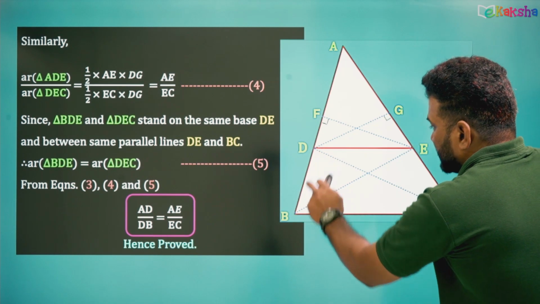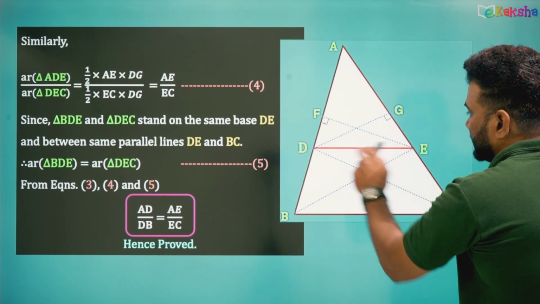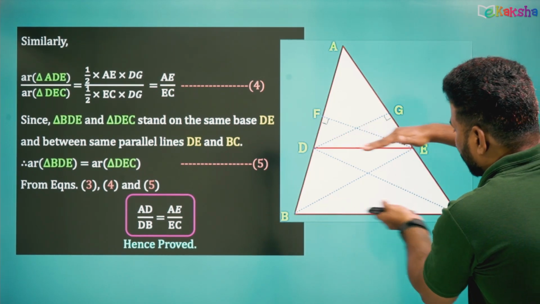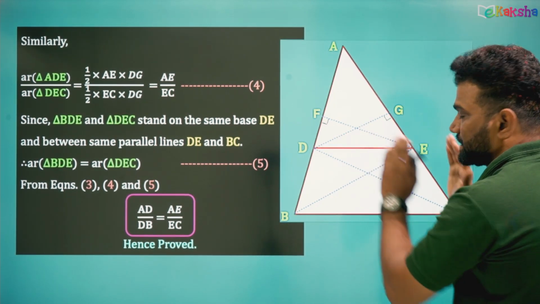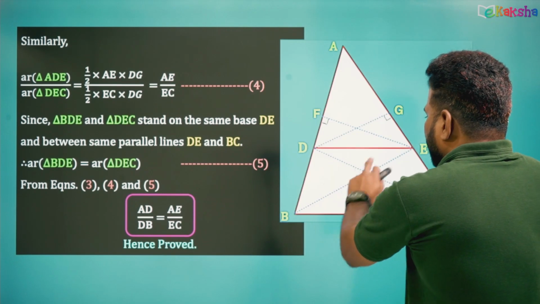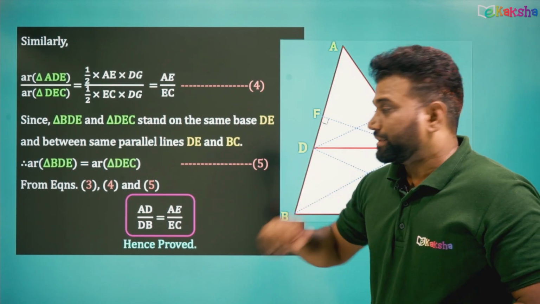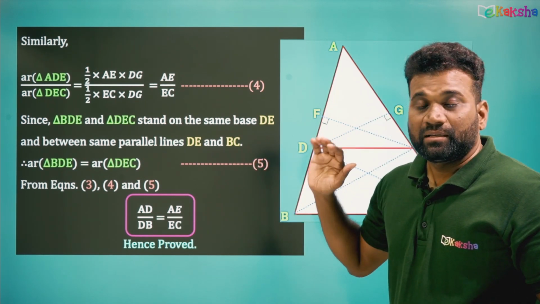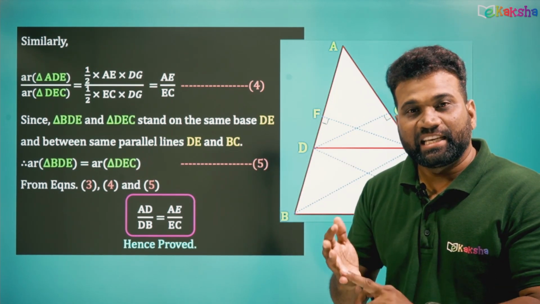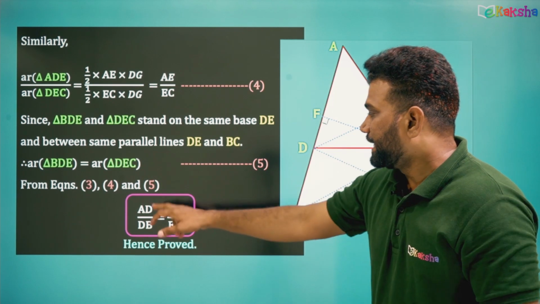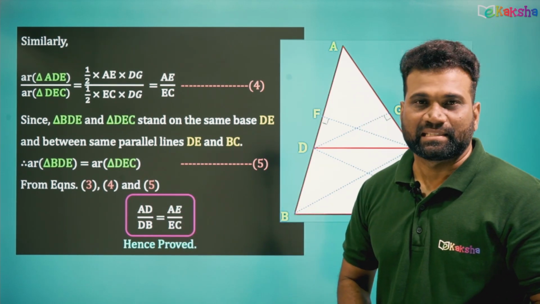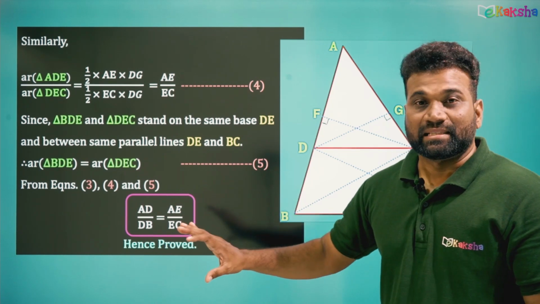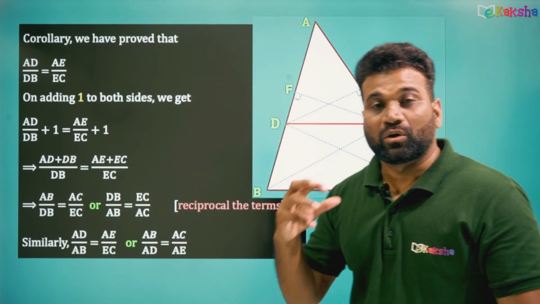Again you can see this triangle and this triangle have the same base DE and they are between the same parallel lines, so their areas are equal. So we have got this area equal to this area, right? We have given this equation number 5. Now combining equations 3, 4 and 5, we have got AD over DB is equal to AE over EC. We have proved the basic proportionality theorem here. So there are following results. These we can call corollaries.